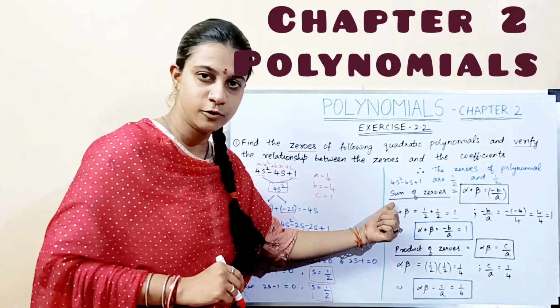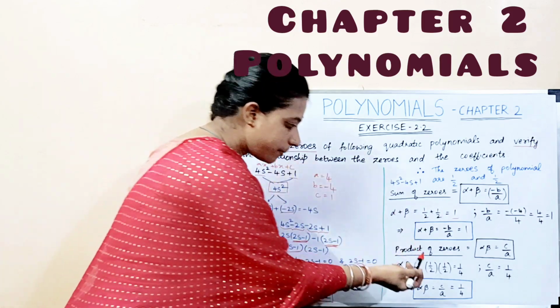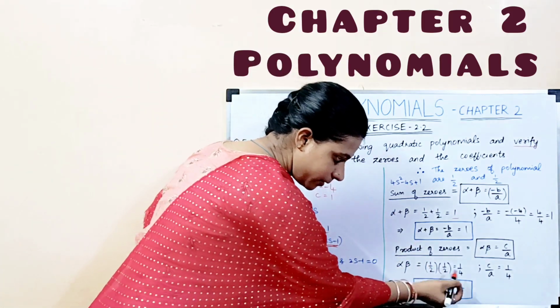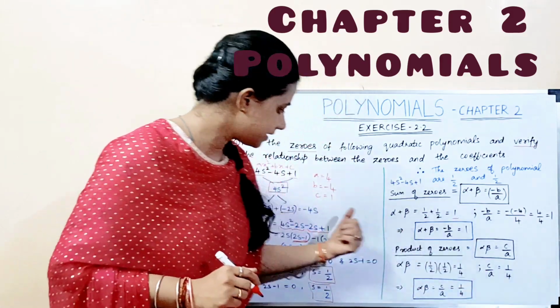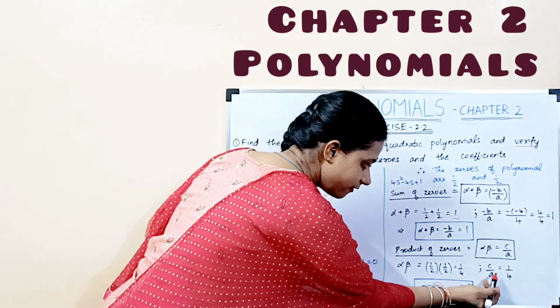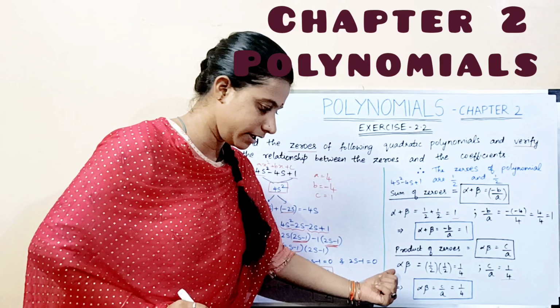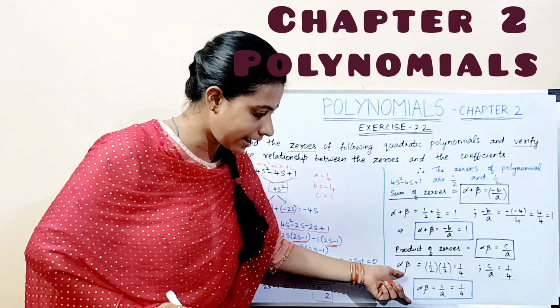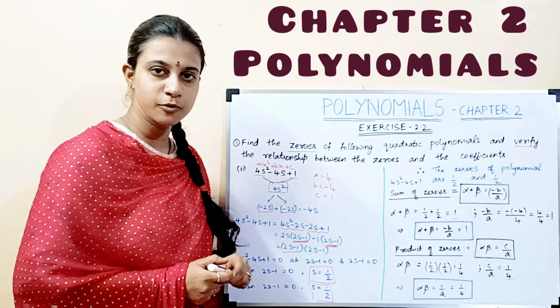First case, for the sum of zeros we have proved the relationship. Now proceeding to the product of the zeros, 1 by 2 into 1 by 2, that is alpha into beta, we are getting it as 1 by 4. And for c by a, c is equal to 1 and a is equal to 4. So for c by a we will get 1 by 4, which is equal to that of alpha beta. So we will conclude by saying alpha beta is equal to c by a is equal to 1 by 4. Now let's proceed to the third subdivision.